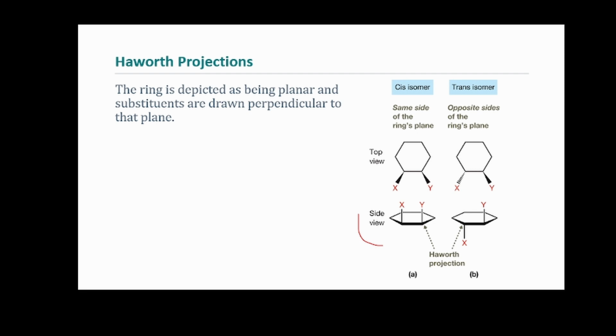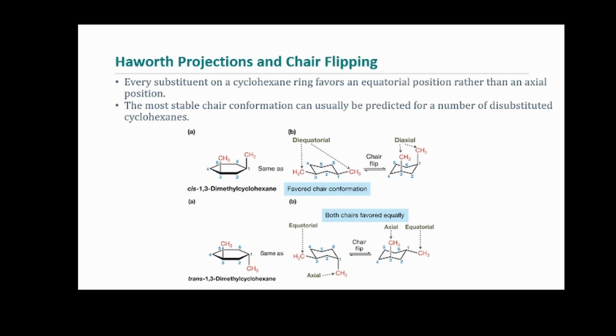And so the Haworth projection can tell you, for example, these two things are cis to each other, and these two are trans to each other. And that's not going to change. It doesn't matter which boat conformation or chair conformation or any of that. Okay?